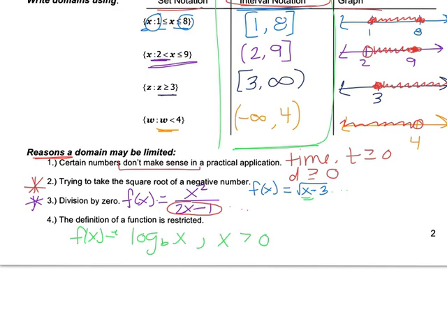So these two things are what you really need to keep your eye out for, especially in this section, when you have a square root in a function or when you have a division bar. You cannot divide by 0.